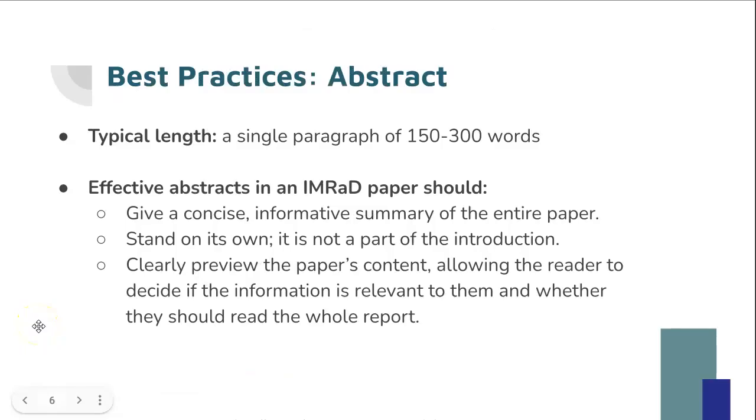Once you draft your discussion section, you can now draft the very first part of your paper, which is the abstract. Typical abstract length is 1 single paragraph, usually about 150 to 300 words. This can vary depending on the journal or the academic discipline that you are writing in. But all abstracts do pretty much 3 things. 1, they give a concise, informative summary of the entire paper.